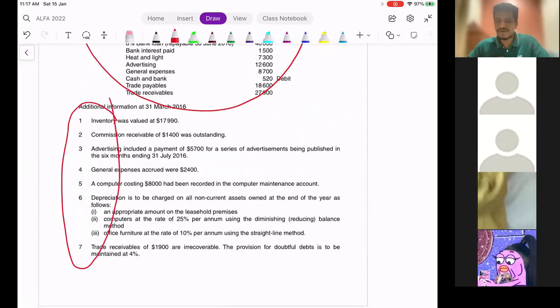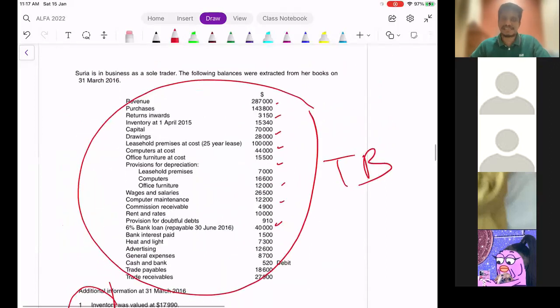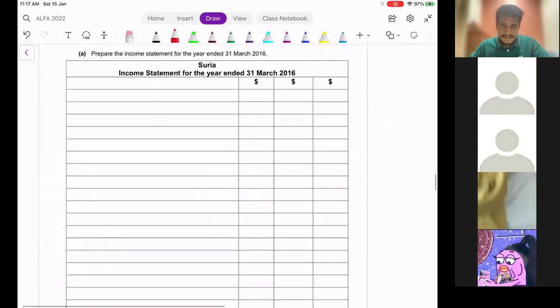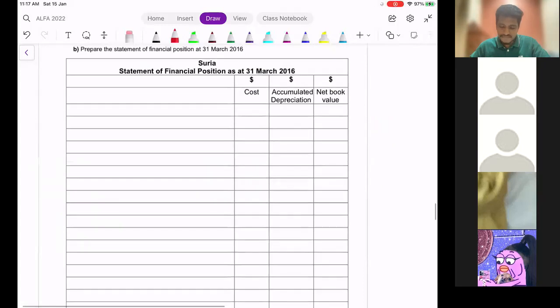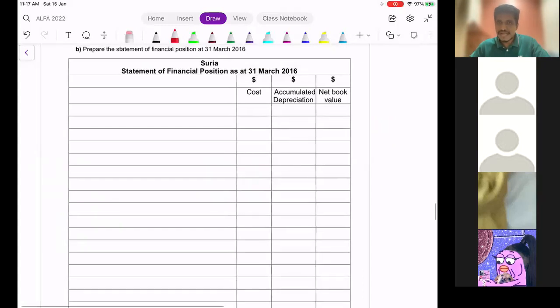So what we need to do is update this trial balance. We need to do the correction, or we need to add on, or update the trial balance, and then use the updated trial balance figures to do the income statement and also the statement of financial position. So now, do you understand the purpose of the adjustments?